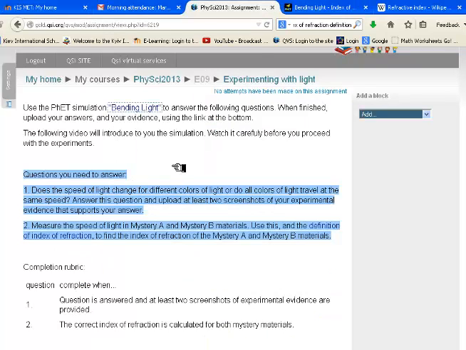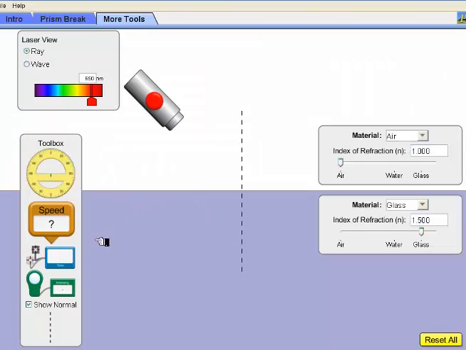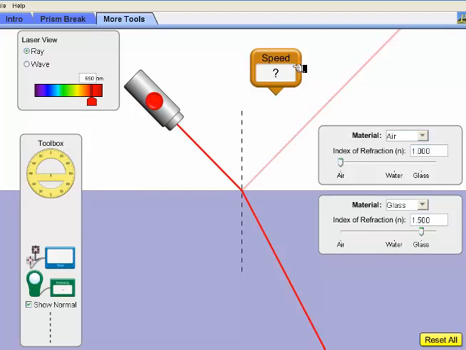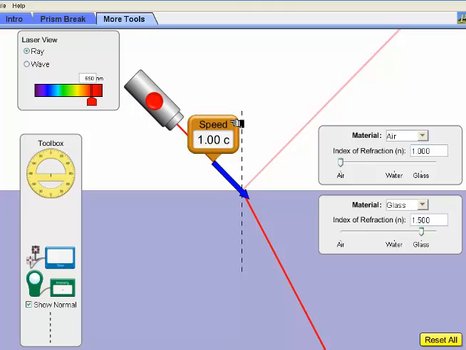In the first part, you will find out whether light of different colors travels at the same speed, and here you have a meter for how fast light travels. When you place this piece into the beam of light, it shows you the relative speed compared to the speed of light in vacuum. So 1c is the speed of light in vacuum, and in air this simulation is assuming that the index of refraction is 1, so the speed of light in air is the same as the speed of light in vacuum. Now that's not exactly true, but it's very, very close.